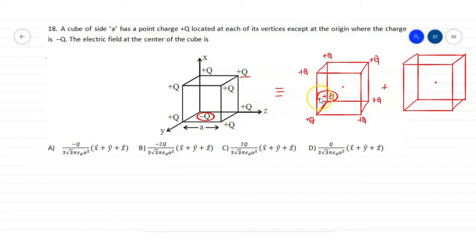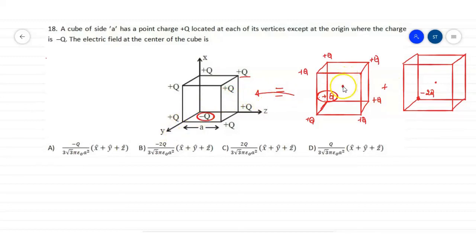How much charge have I added to the system? 2q. Minus q plus 2q becomes plus q. So in the second cube, at the origin there is a charge of minus 2q. Now if you combine these two cubes, that will be equal to the original case which was given.